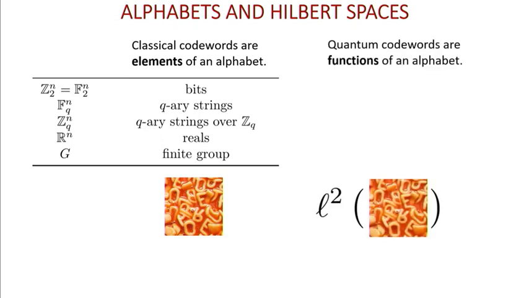Now, something that I think is not appreciated enough, so I wanted to flash it here, is that you can think of quantum code words as being defined by functions on the same alphabet. In this context, the alphabet is called the configuration space, but you can just call it the alphabet. So classical code words are elements, and quantum code words are functions.